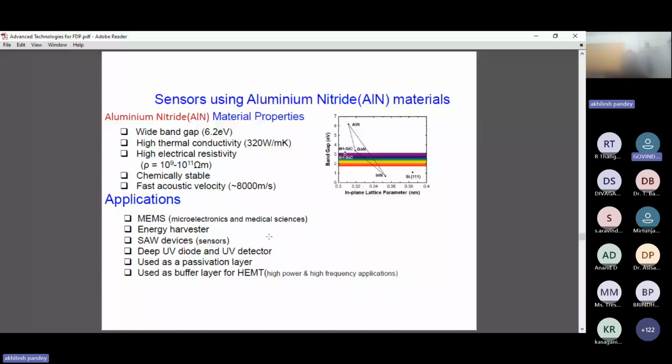SAW-based devices, due to high acoustic velocity and high piezoelectric coefficient, can be used in SAW devices also, surface acoustic wave-based devices. Deep UV diodes, UV detectors, use as a passivation layer and as a buffer layer in HEMT. These are the common applications of aluminum nitride-based material.